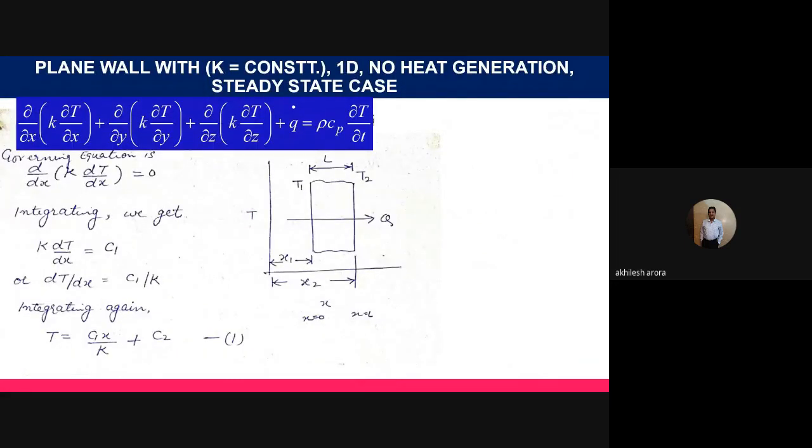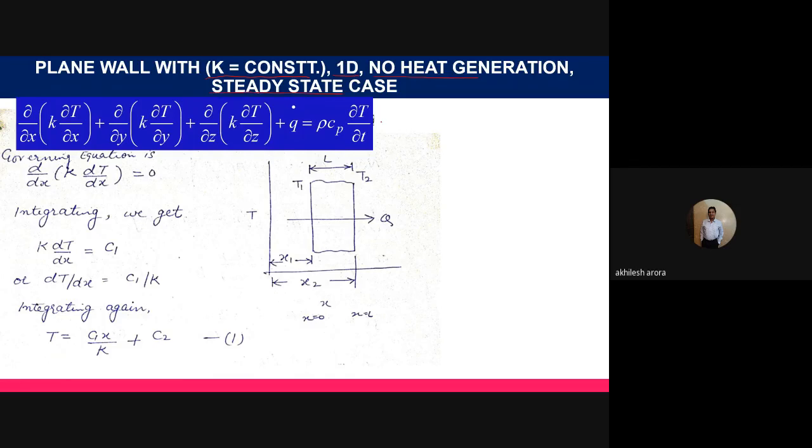So in the last class, we discussed how to derive an equation of a temperature distribution in case of a plane wall, and we also calculated the value of the heat transfer. We took the case of constant thermal conductivity. It was a one-dimensional case with no heat generation, and we considered the steady state.